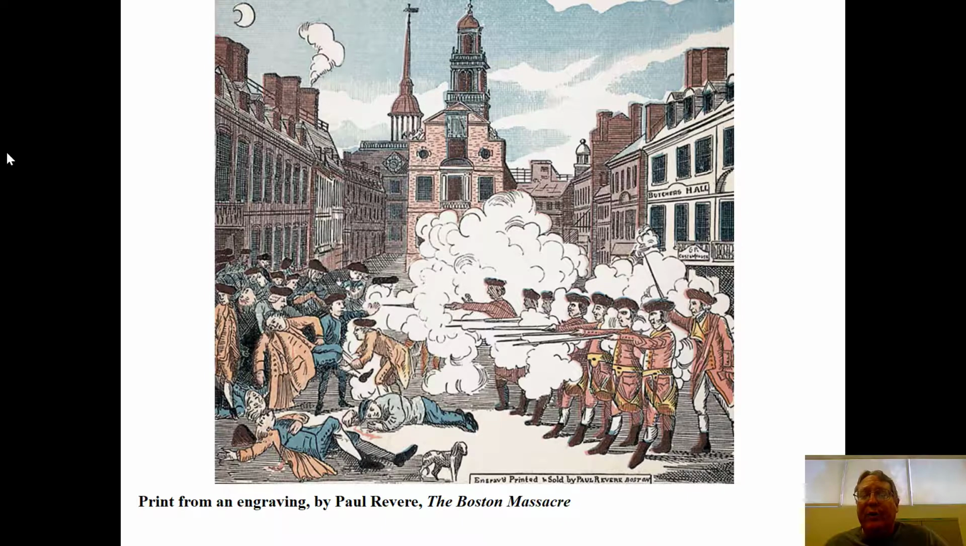Actually, the soldiers are found innocent of murder. And it makes a lot of Bostonians feel good about themselves. Here we are following British law. Here we are being good British subjects when our own government isn't behaving. But this Boston Massacre is going to have an important legacy, right?